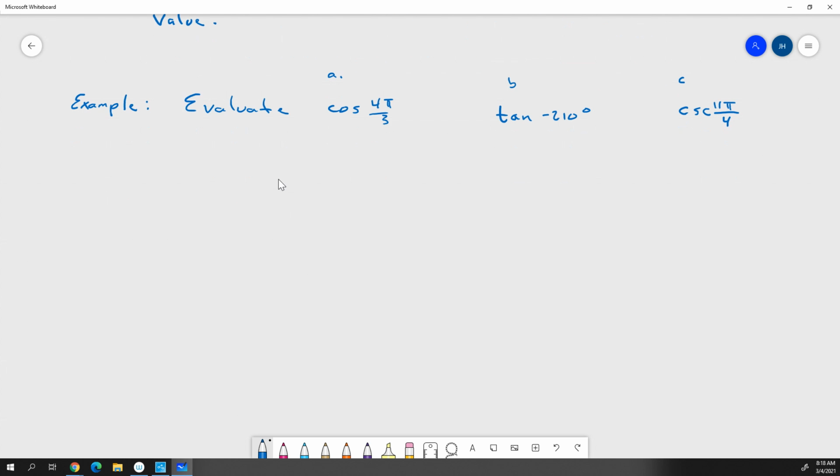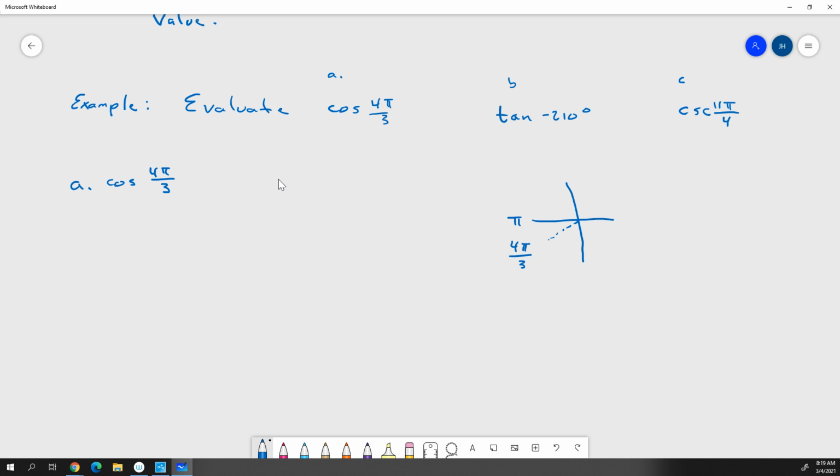So what we first need to do is determine which quadrant they lie in, right? So let's start with A. We'll go cosine of 4 pi over 3. Well, we know that 3 pi over 3 would be pi. So 4 pi over 3 is going to lie somewhere in here. Doesn't matter where. I'll just call it 4 pi over 3. I know it's in the third quadrant.